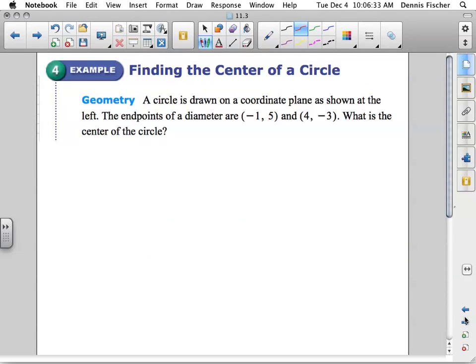A circle is drawn on a coordinate plane. As shown, I don't have pictures here. The endpoints of the diameter are -1, 5, and 4, -3. What is the center of the circle? If I was drawing this out, I'll draw it out for you. I have this, -1 and 5. I have, so there's my diameter.